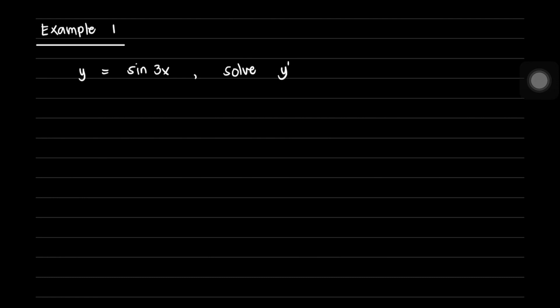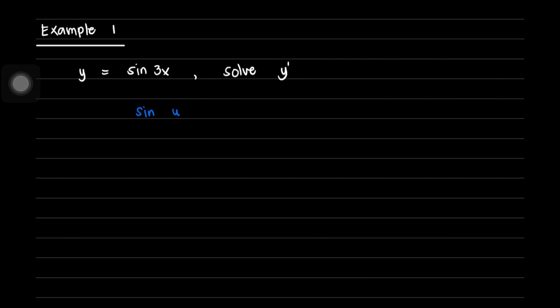We are given y equals sine of 3x and solve for y prime. Now, if you inspect the given, it is a trigonometric function in the form of sine of u, where u in here is 3 multiplied by x. So if we're going to solve for the derivative with respect to x of sine of u, then this is now equal to cosine of u multiplied by the derivative of u with respect to x.